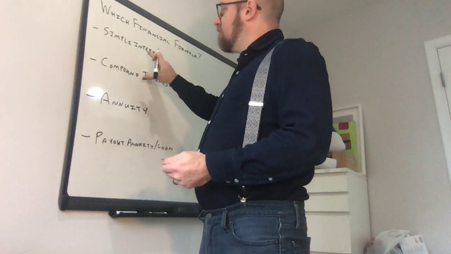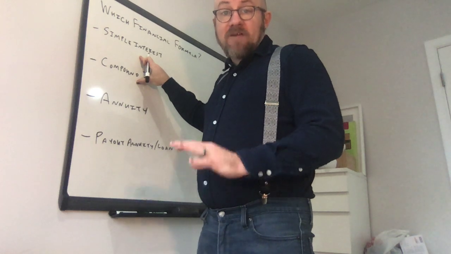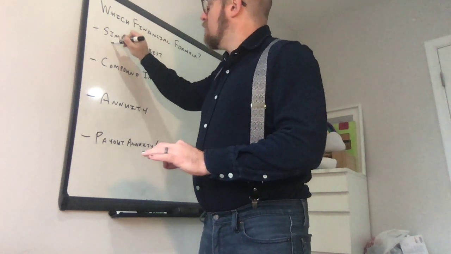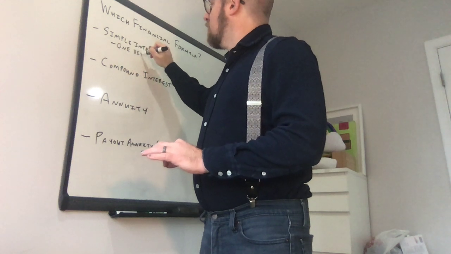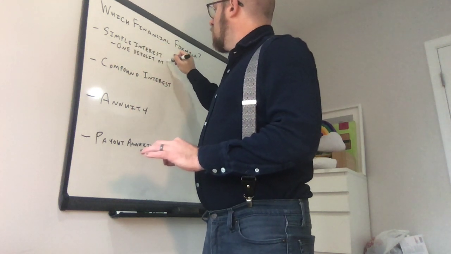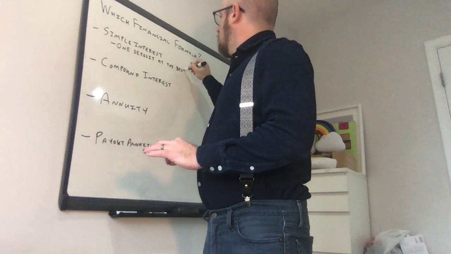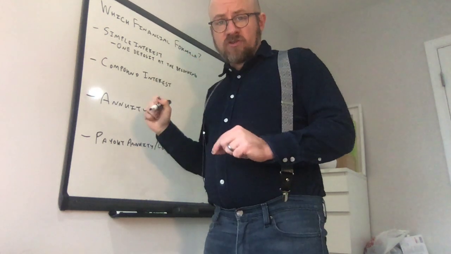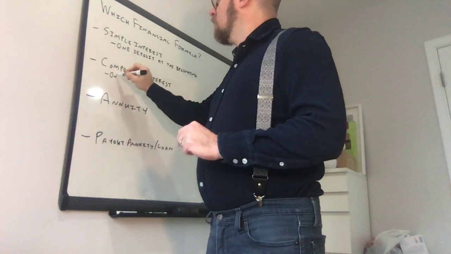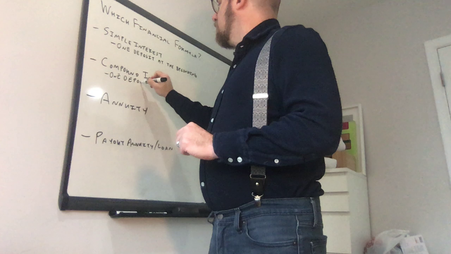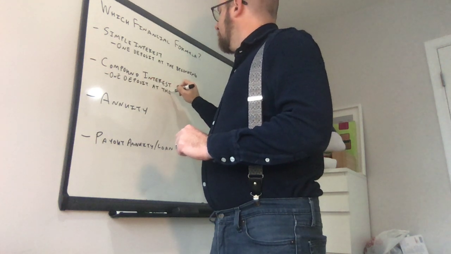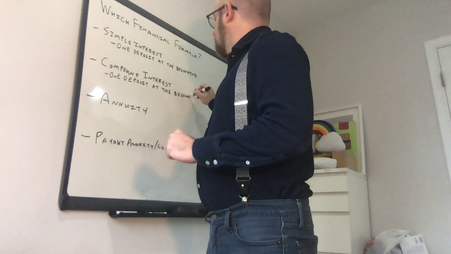Okay? So the first two are used when we just have one deposit. In both of these cases, with the simple interest formula and the compound interest formula, there's just one deposit at the beginning. Those two formulas only work when you've just got one time. There's not something monthly or yearly. It just happens once at the beginning, and the money just sits there in the account.